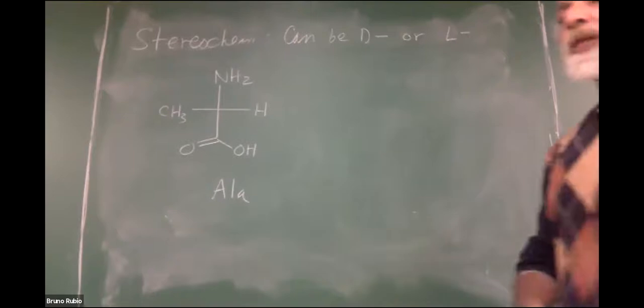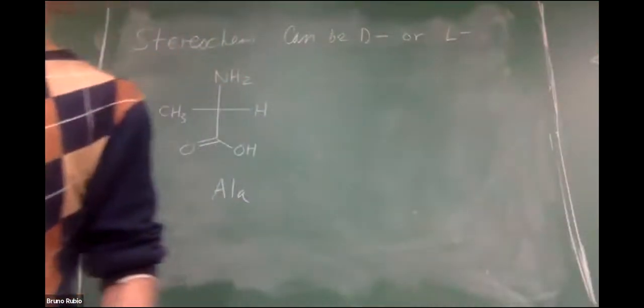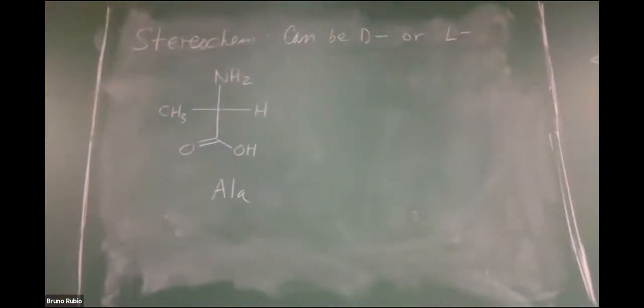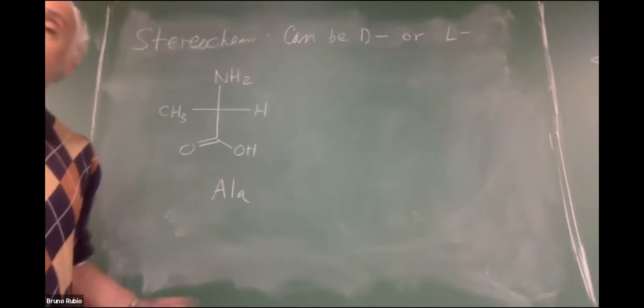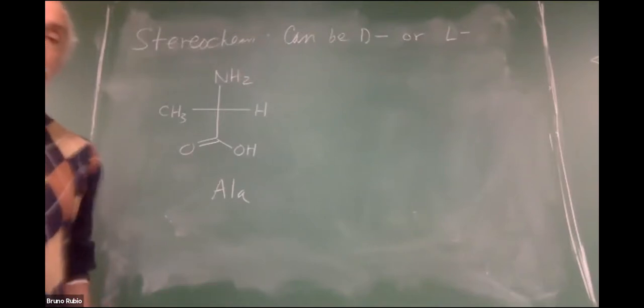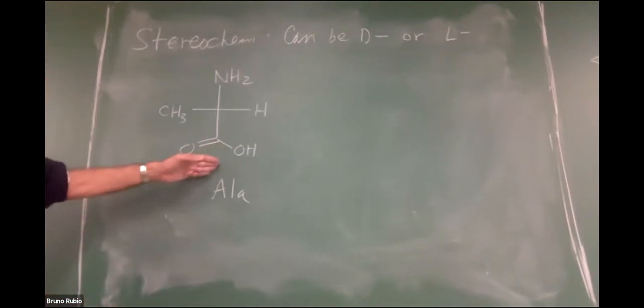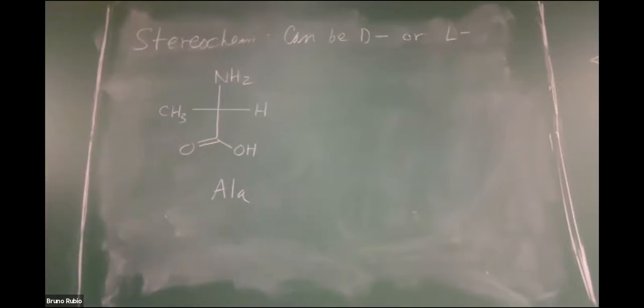I want you to be able to identify whether it's a D or L amino acid, regardless of how it's drawn, right? Fischer projection, dash and wedge, whatever. 50-50 chance of being right just by guessing.